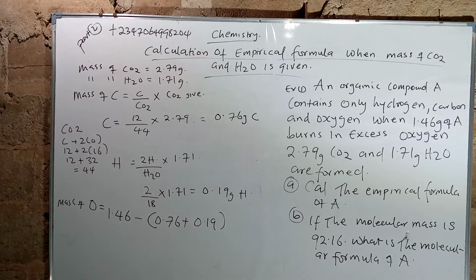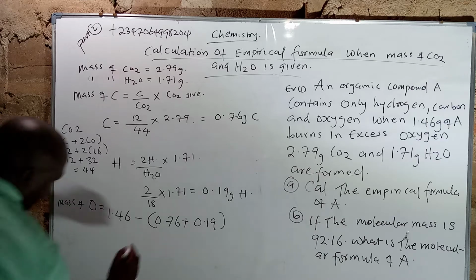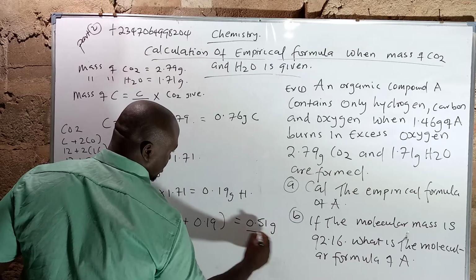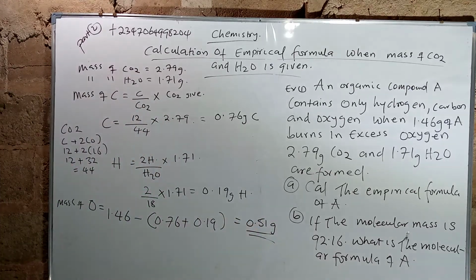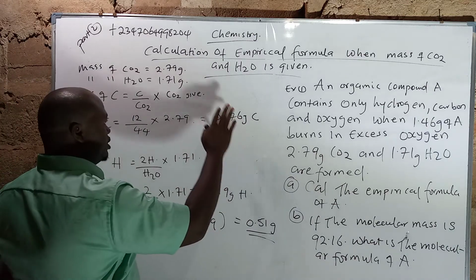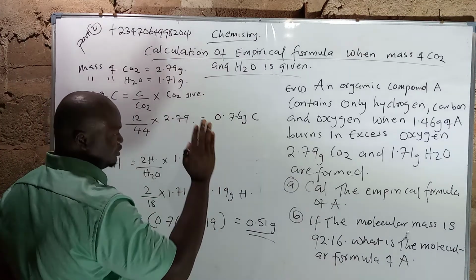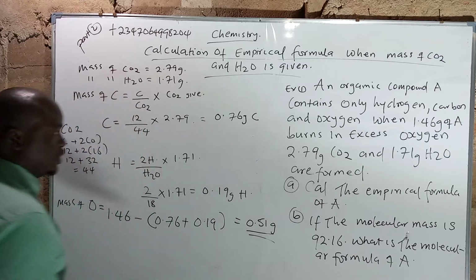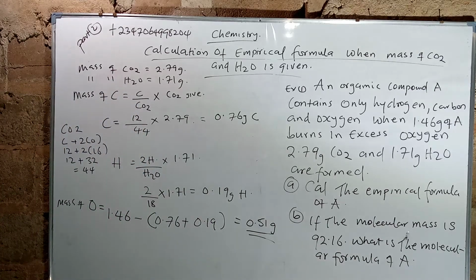So if you add these two, you subtract it from what we're given, and what you will get is 0.51 grams of oxygen. Now, if you see in the question, we already have the mass of carbon, the mass of hydrogen, the mass of oxygen. Now we can solve the question immediately and everything will start flowing naturally, of course.